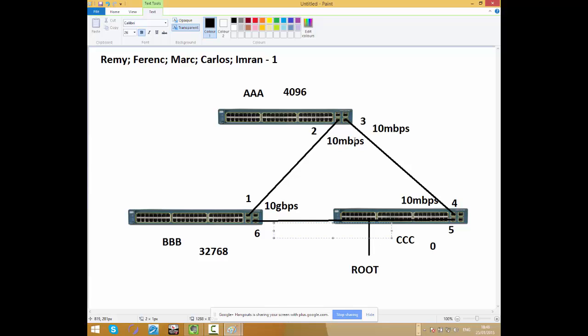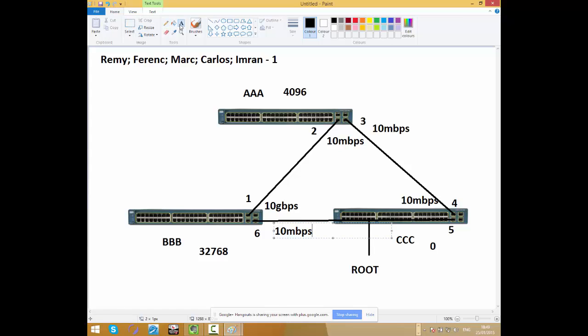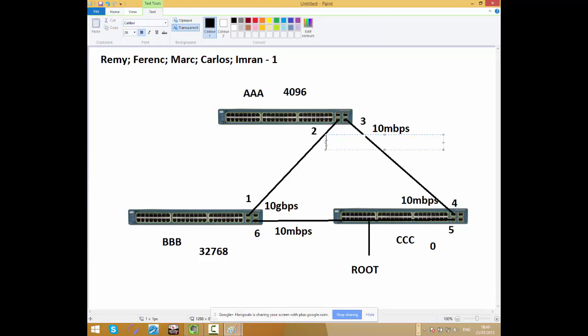So let's say this one is actually, no, let's change something. Let's say this one that goes directly is 10 MB per second. This one that goes this way is 10 gig. So this port is not 10 MB. Let's say this one is 10 gig also, sorry, 10 gig per second. Because otherwise they will just be operating as Imran said.